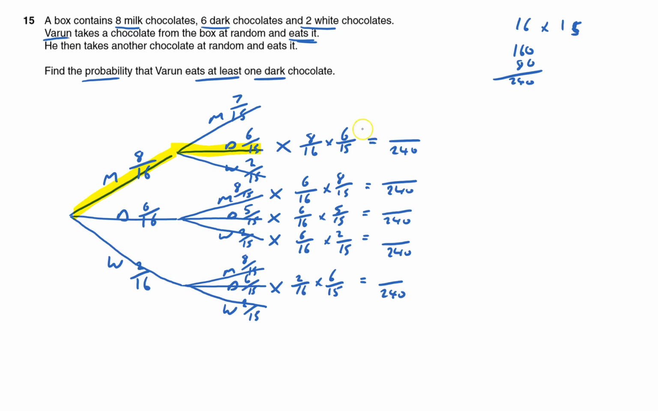Now I have to times the tops together. 8 times 6 is 48. 6 8s are also 48, obviously. 5 6s are 30. 6 2s are 12. And 6 2s are also 12. And now I'm going to add them up.